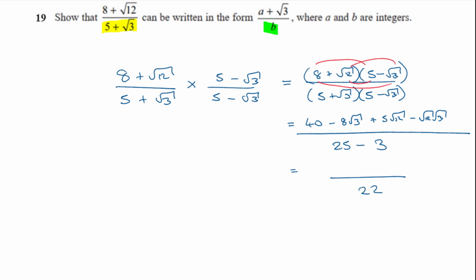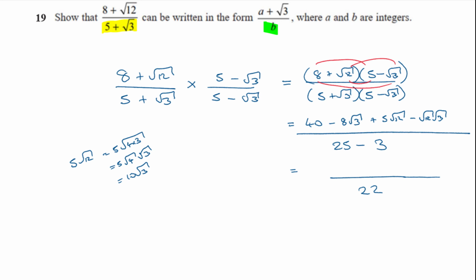And then on the top, what have I got here? Let's see if I can simplify this down a bit. So 40 minus 8 root 3 plus 5 root 12. Now, 5 root 12, let me just do it over here. Root 12 is the same thing as root of 4 times 3, isn't it? But I can root 4, so I can say that's the same thing as 5 root 4 root 3, and root 4 is 2, so that's the same thing as 10 root 3. So I can rewrite 5 root 12 as 10 root 3.